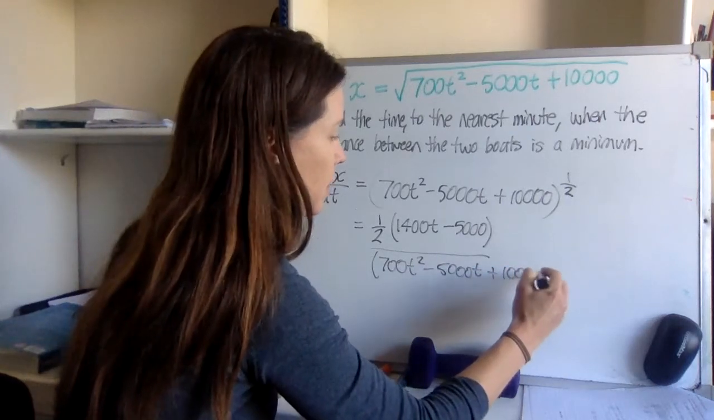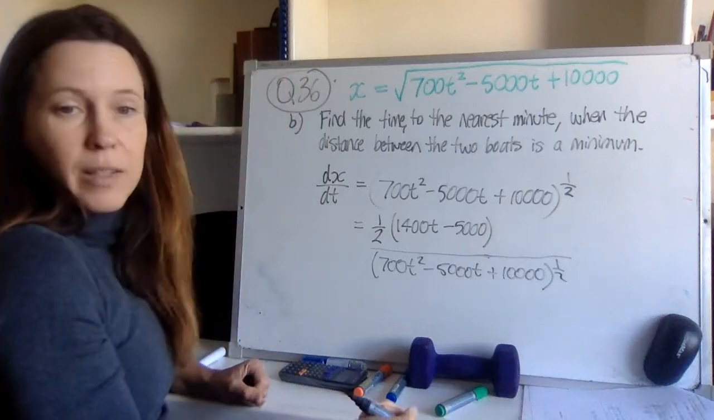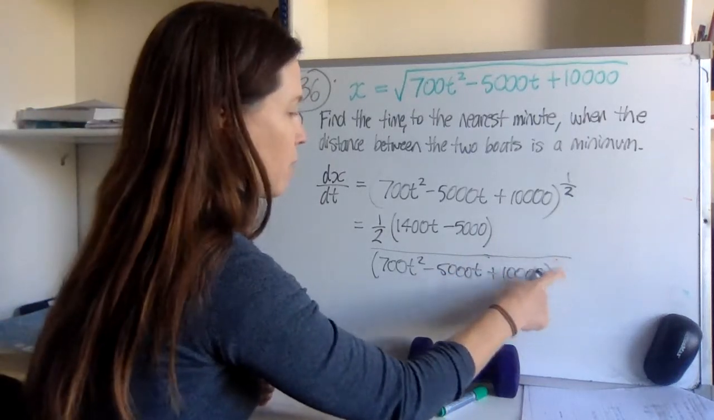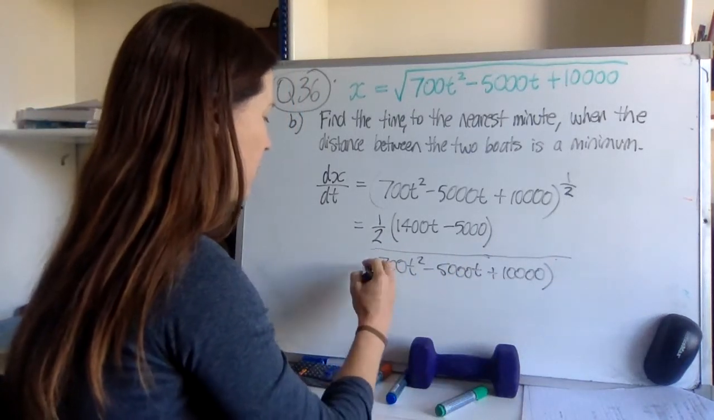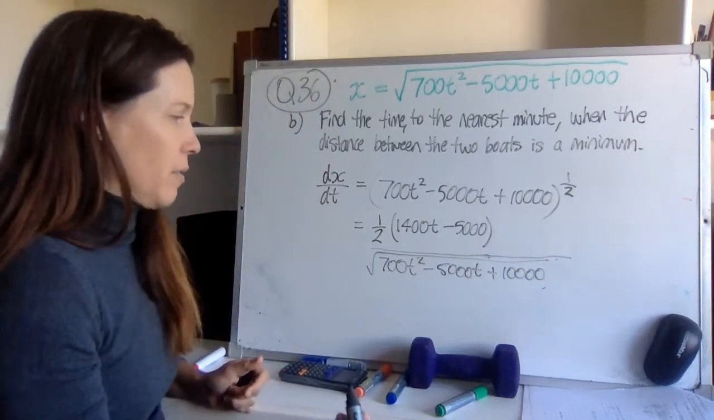Plus 10,000 to the power of a half. Now you could write it to the power of a half, or you could go back to saying, well, this is a square root, really. You could put it as a surd, doesn't matter, either way. So that is the first derivative, isn't it?